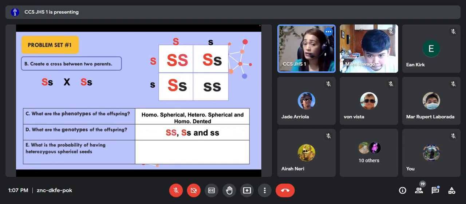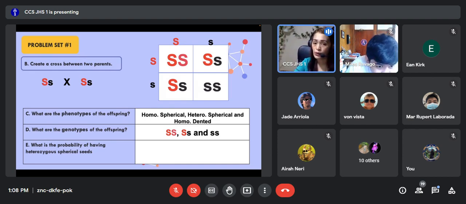Now, looking at the probability, you have four quadrants, or four squares. So looking at this, how many out of the four squares actually house the heterozygous spherical, capital S, small s? How many out of the four boxes or squares on the Punnett square?